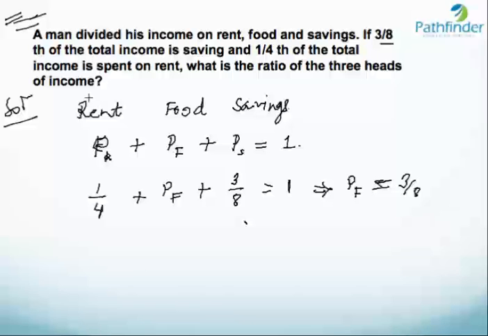So the ratio of the amount spent on rent, food and savings is 1 by 4 as to 3 by 8 as to 3 by 8. So what is the ratio of the 3 heads? The ratio of the 3 heads can be calculated easily as 2 as to 3 as to 3.